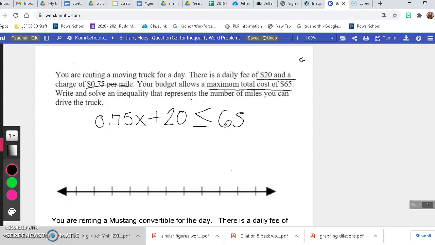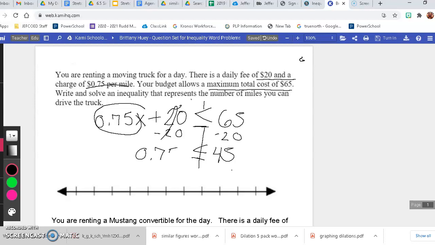So let's go ahead and solve this so we can figure out how many miles we're allowed to drive for the day. So step one, we want this variable by itself. In order to get the variable by itself, we do the opposite of this plus 20, which is to subtract 20 from both sides. When we do that, we get 45. Here is our inequality sign. These zero out because they are additive inverses. And then we bring down the 0.75 times x.